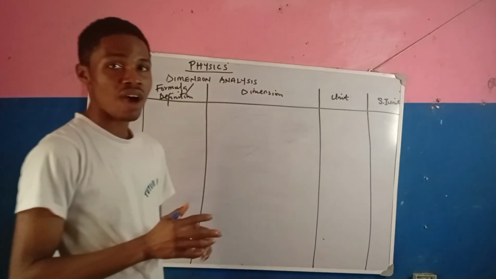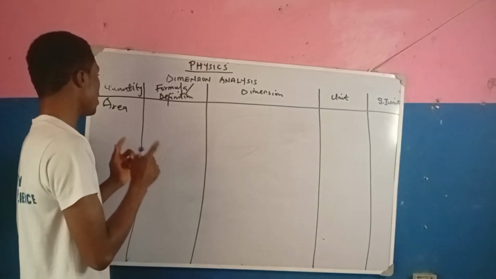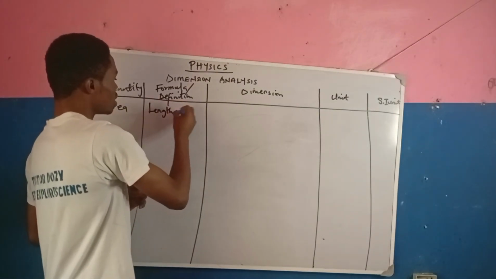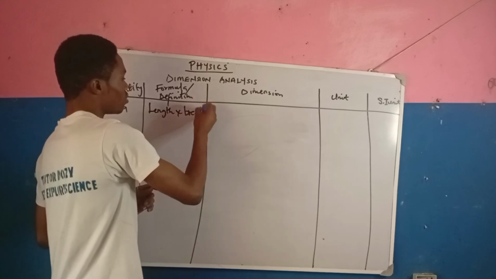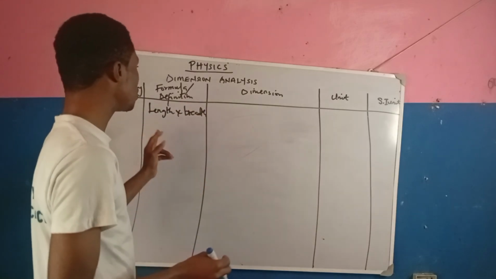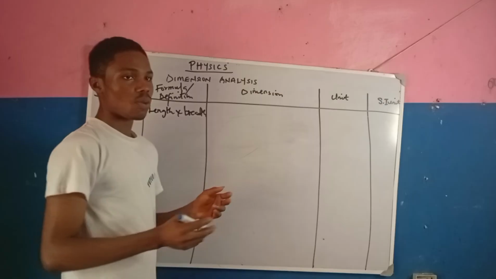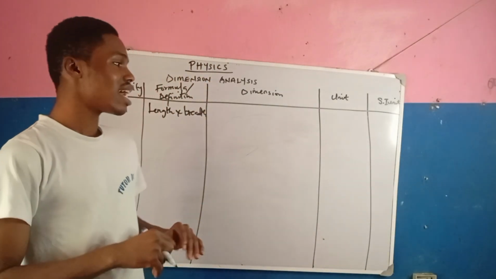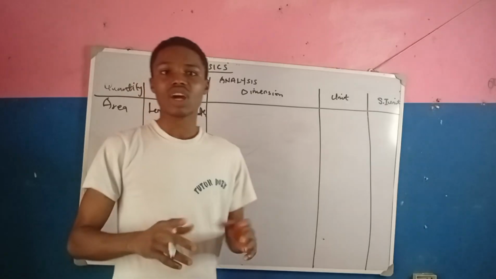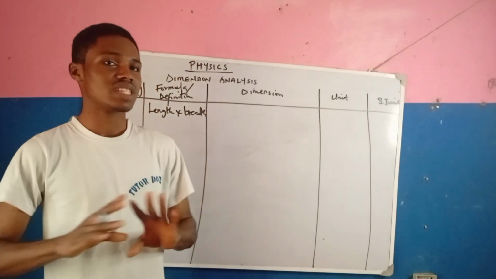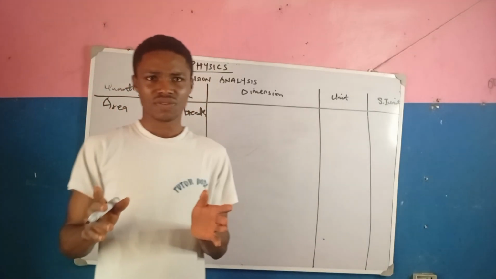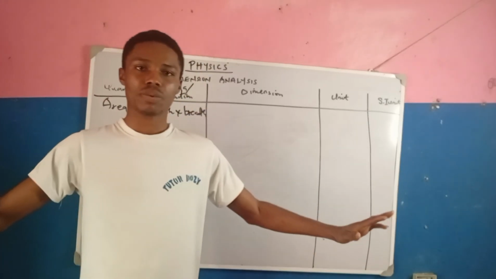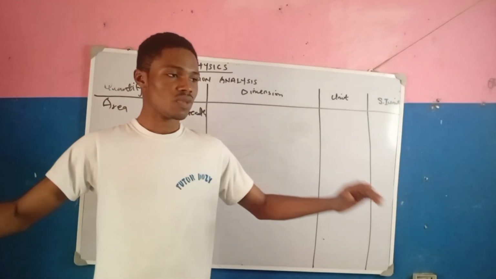Now the first one, we have area. Remember, area is length times breadth. Now, the dimension for length and breadth, it's very, very important to know this. Remember, distance, length, breadth, width, height, all of them are the same. They have the same dimension. What is the reason for that? Yes, because they are simply the gap between points.